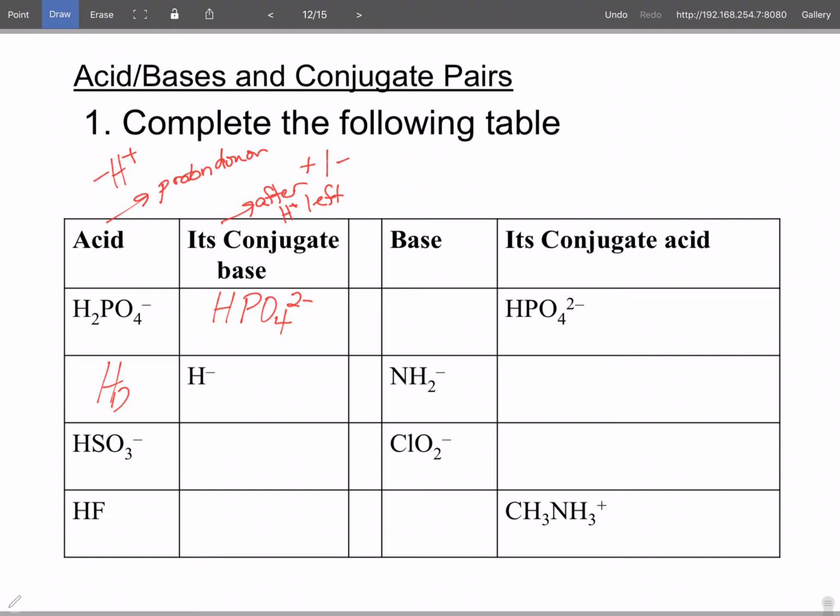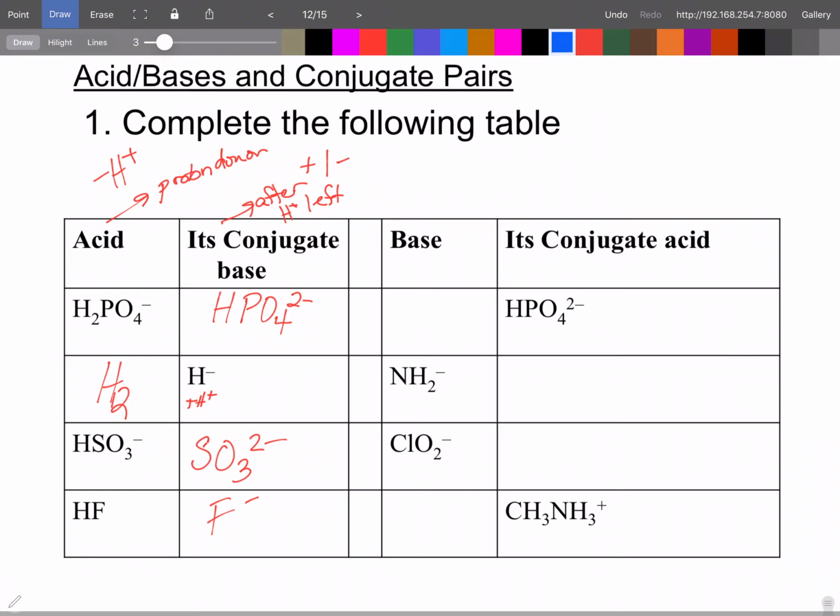And so we'll end up with H2, because when we put it back, we're going to add H plus back. So this one's going to donate a proton, so we'll have SO3 2 minus. This one's going to donate a proton, so we've got F minus.